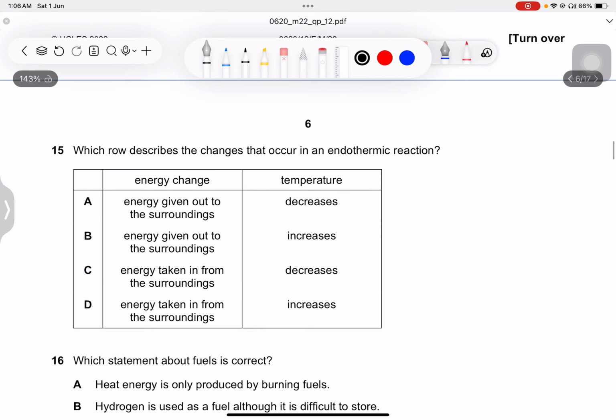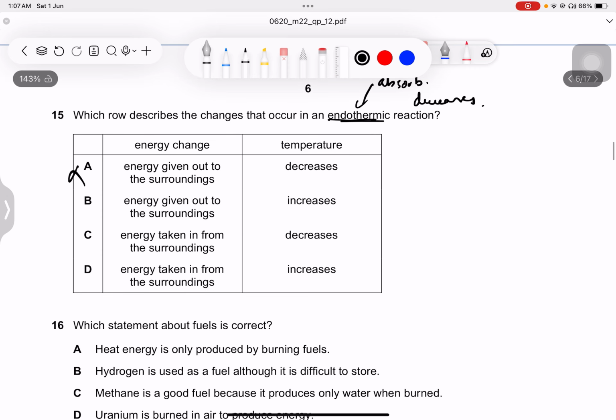Next. Which row describes the changes that occur in an endothermic reaction? They absorb energy, so the temperature decreases because energy is absorbed. So energy given out is wrong, energy taken in is correct, and the temperature is decreased.